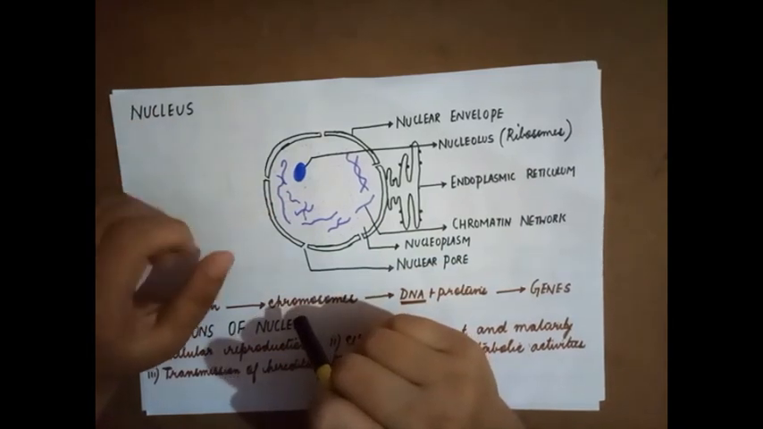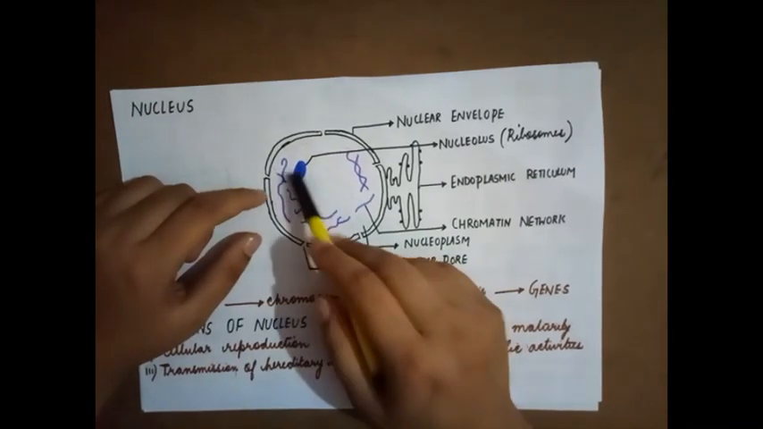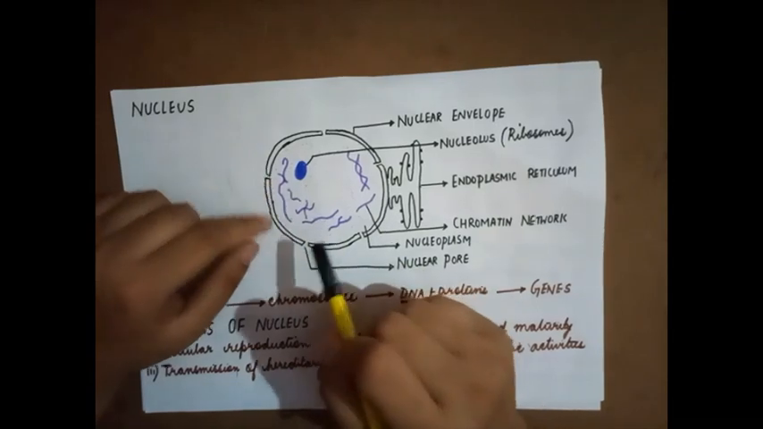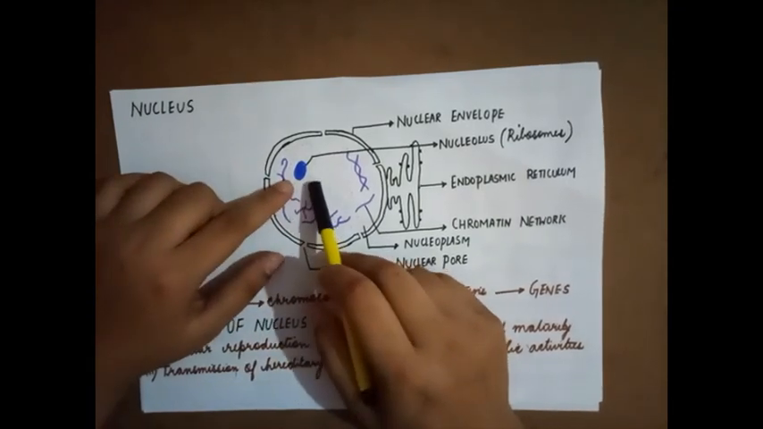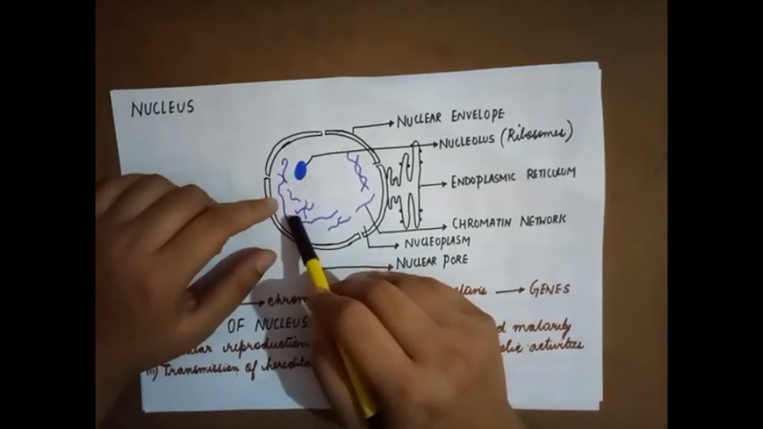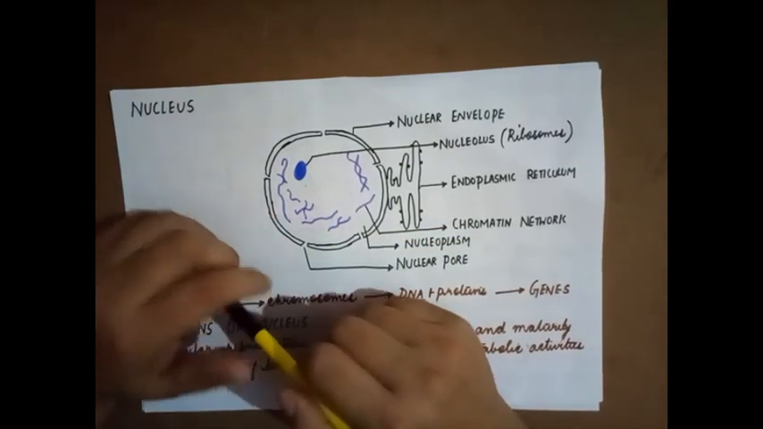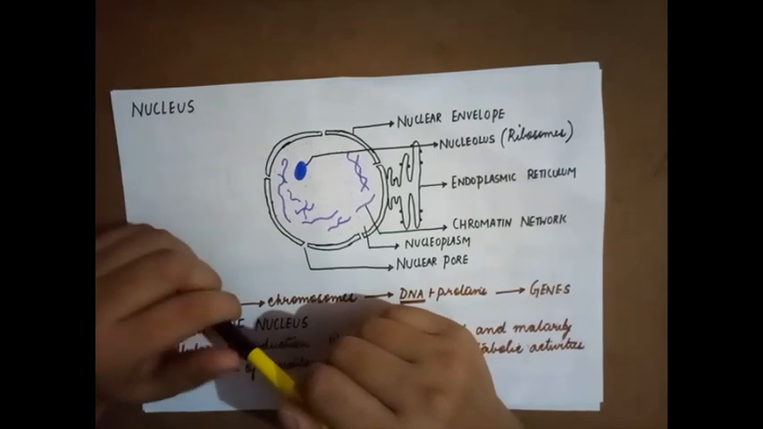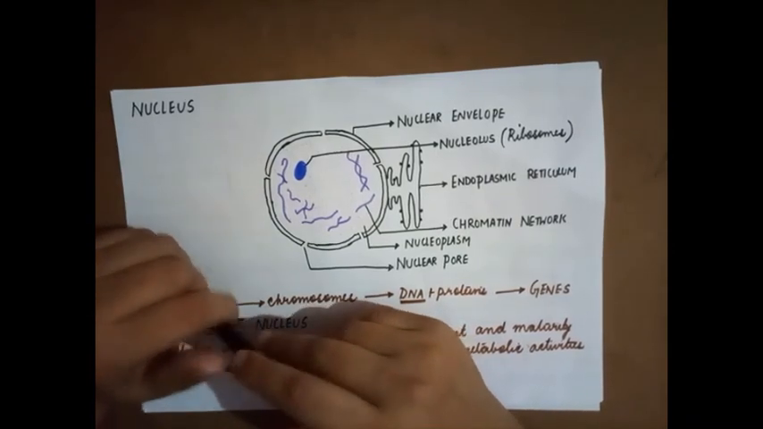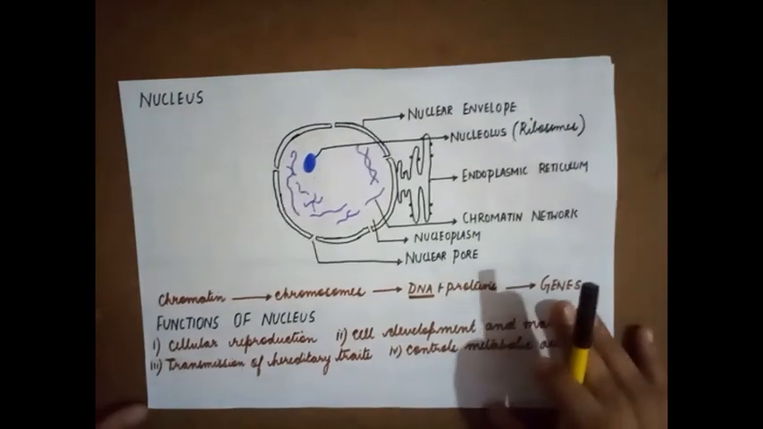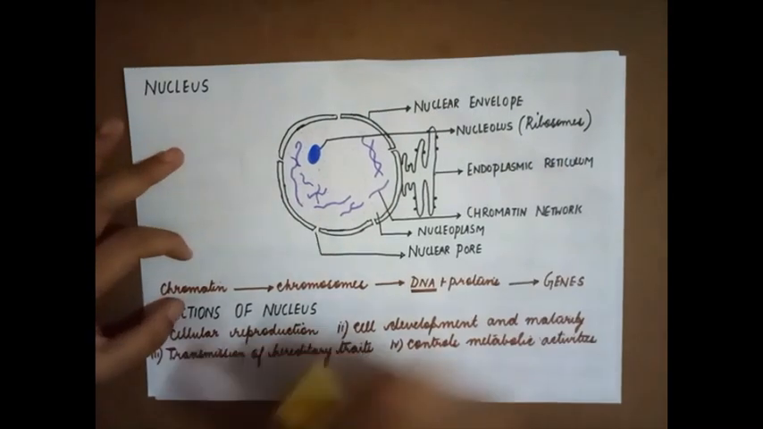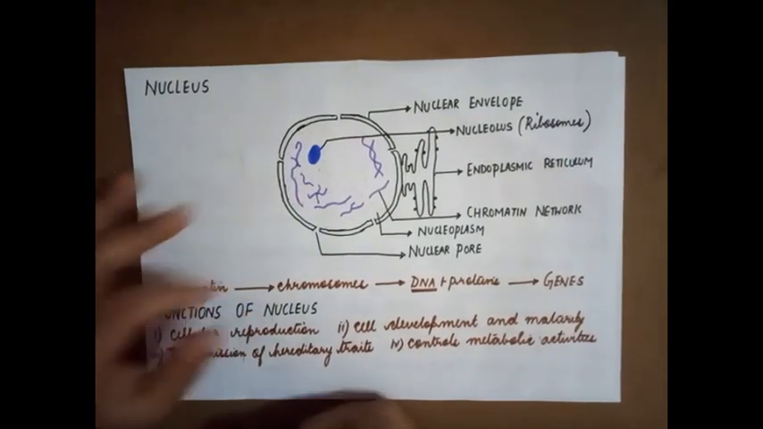Nucleoplasm is just like the cytoplasm. It has the essential nutrients, and in it the nucleolus and chromatin material are present. This chromatin material, or chromatin network, consists of thread-like structures. At the time of cell division, this chromatin network forms chromosomes.